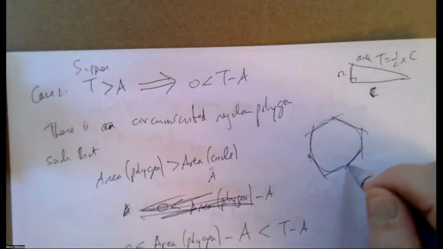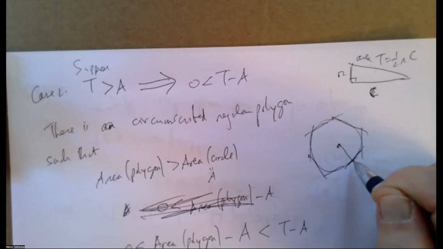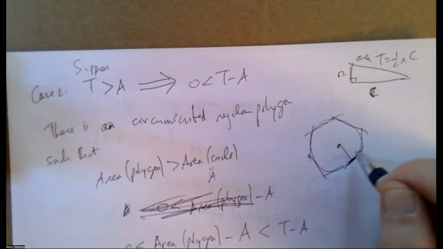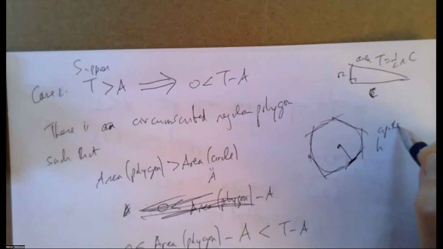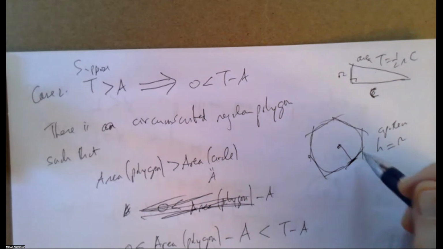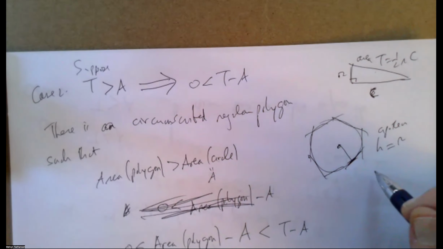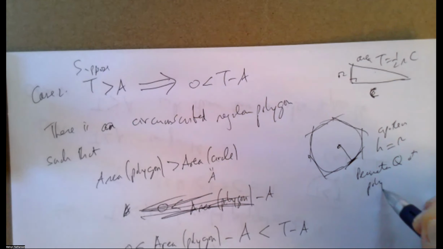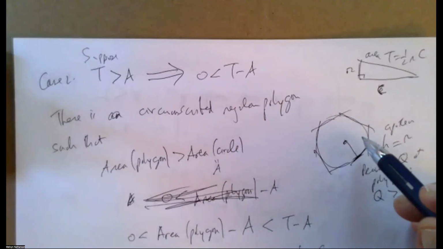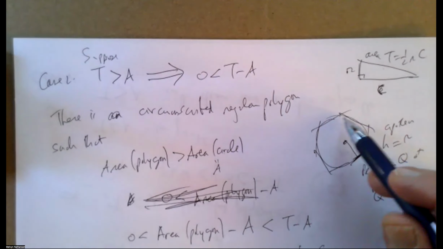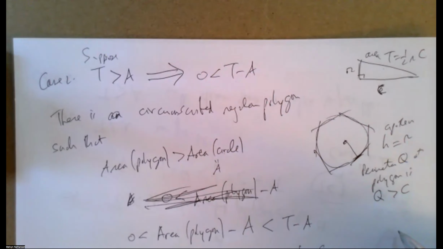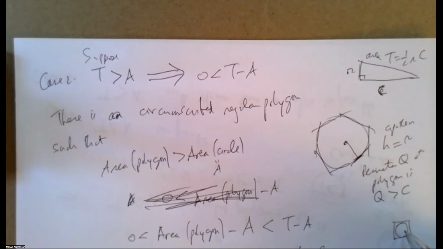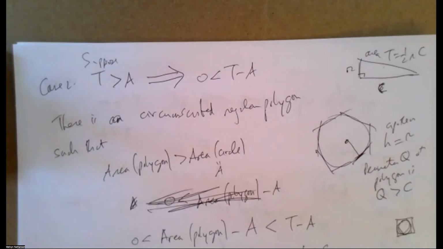What is the area of the polygon? Well, in this circumscribed polygon, each side is tangent to the circle. So the apothem H is equal to R, but the polygon contains the circle. So the perimeter Q of the polygon is bigger than the circumference, right? This polygon contains the circle. So for example, if you had a circle inscribed in a square, the perimeter of the square is bigger than the circumference of the circle.